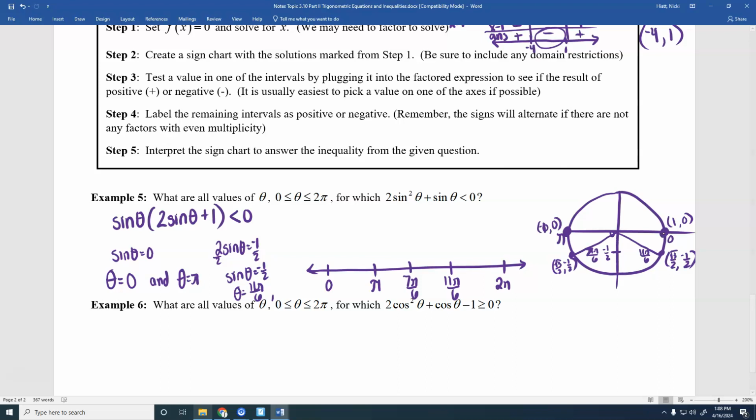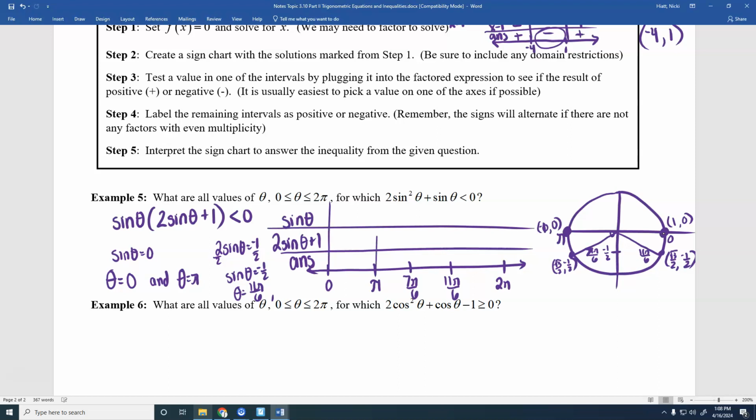And so we're going to put our factors on the left side. We'll have sine of theta. We're going to have 2 sine theta plus 1, and then we'll have our answer line. Sine is not that bad to do. 2 sine theta plus 1 is a little confusing. But let's work with sine first.